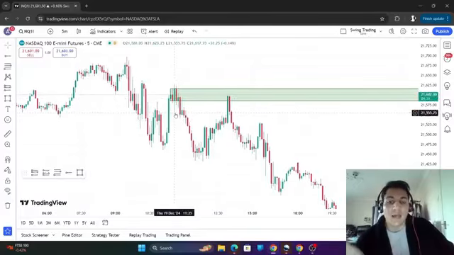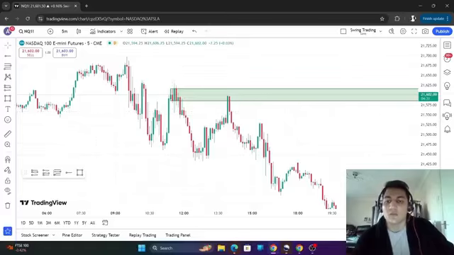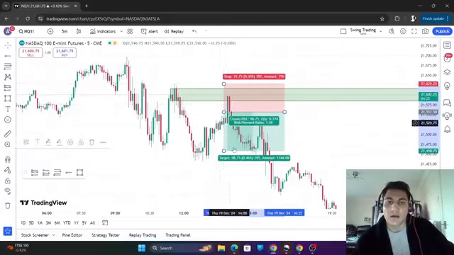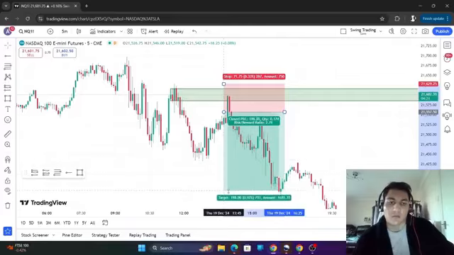Now, if you really wanted to, you can enter on the wick here, right? Which will look like this. You can enter on the wick, right? On the retracement, on the wick, put a stop loss at the high, and then target a 2 or 3 to 1, right? Like that, which you do get around here.